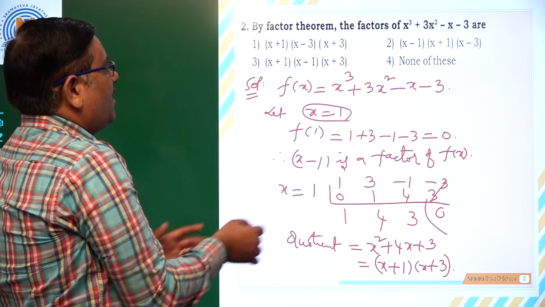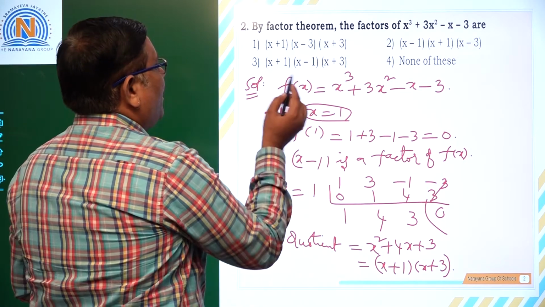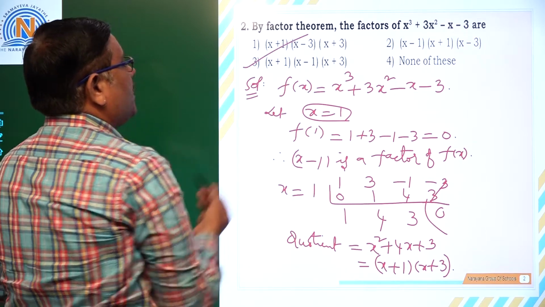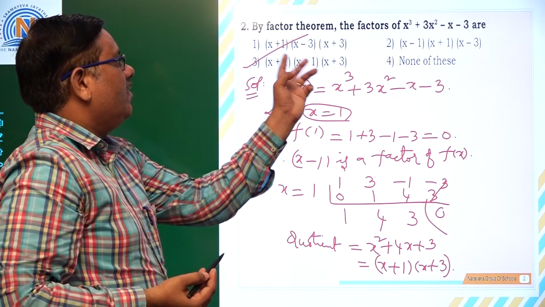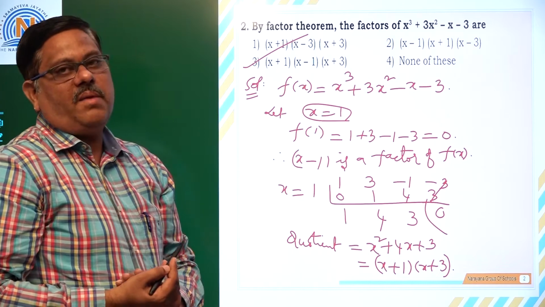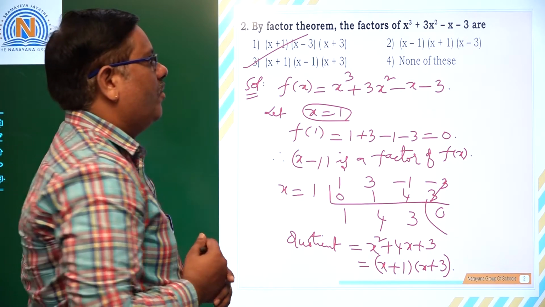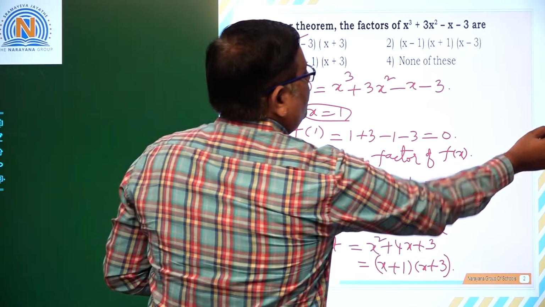So overall the three factors are x minus 1, x plus 1 and x plus 3. Nothing but the third option. As a product, if you write it, that becomes nothing but the same given polynomial. Fine. Now let us see the next question.